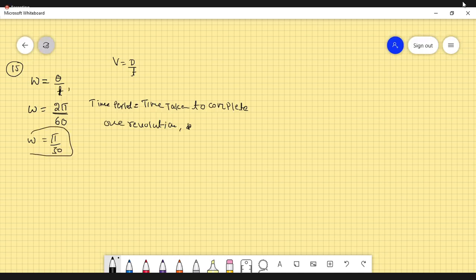Understood? Yes, sir. Radians per second. So here, time period T equals how much? 1 minute, because for one revolution, T equals 60 seconds.